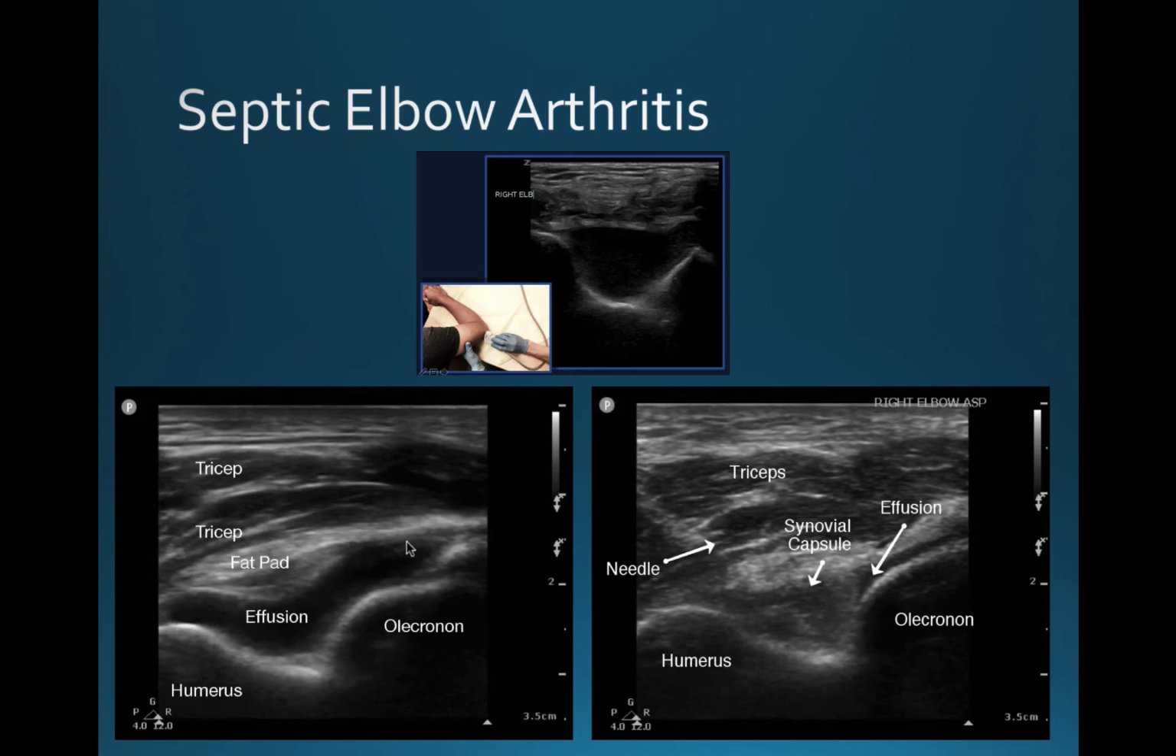Here's our olecranon, here's our effusion, here's our fat pad, here's our tricep in this area. And then here is our needle going into the synovial capsule with the olecranon and the humerus. Here's another view right here.